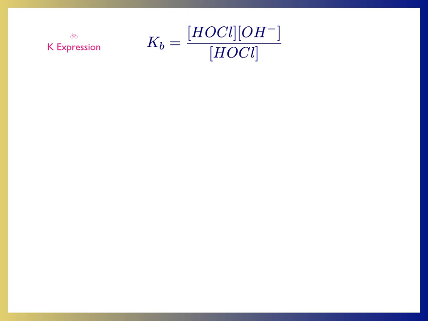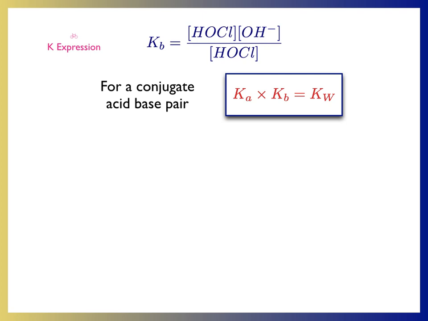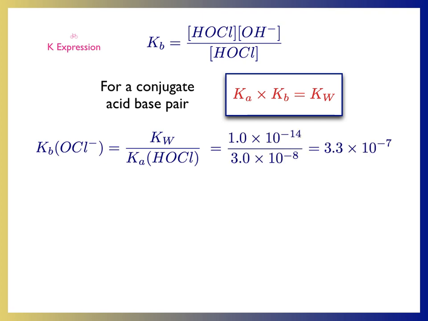In lecture, we learned that for a conjugate acid-base pair, the product between Ka for the acid and Kb for the base must equal Kw. In the problem, we were given the Ka for hypochlorous acid. Therefore, if we take Kw and divide it by the Ka for hypochlorous acid, we will get the Kb for the hypochlorite ion. This value turns out to be 3.3 times 10 to the minus 7.